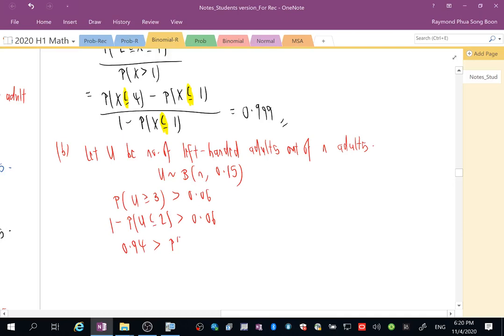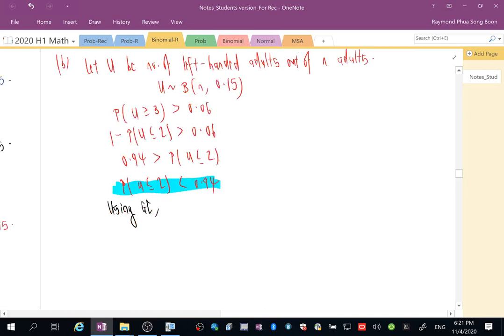Okay, so finally we change it to probability U less than or equals to 2 is less than 0.94. So this is the probability that we are going to use. So we can use GC to help us get the values for least n that satisfy the left hand side of this inequality to be first less than 0.94. So we key into our GC. This part we key the left hand side into Y1 of our GC, and then we use GC table.